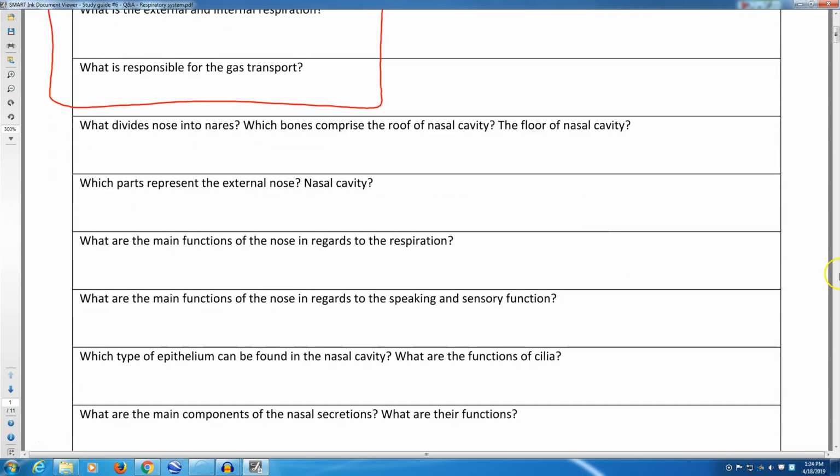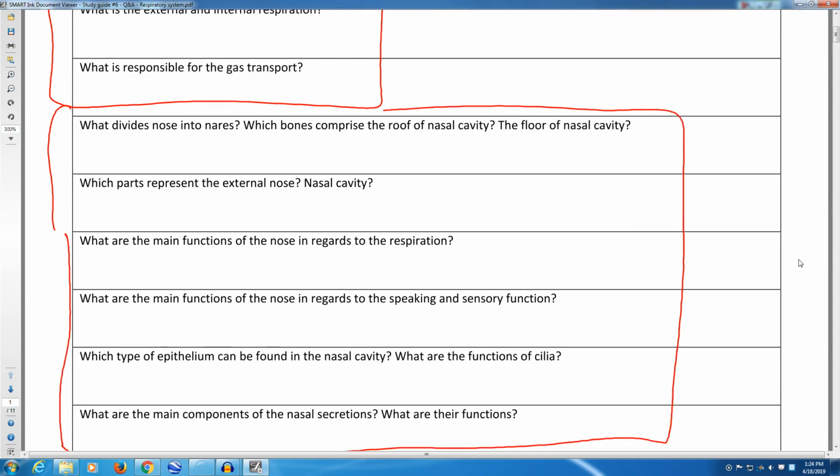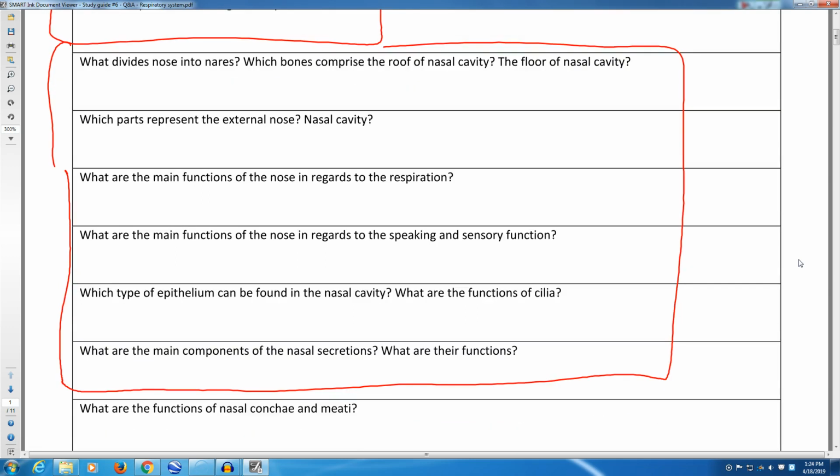Now, this is basically the anatomy of the nose, and I want to highlight a few things. The ethmoid bone is the roof, maxilla and palatine are the floor. Which parts represent the external nose? Just the part like the external nose, you know.